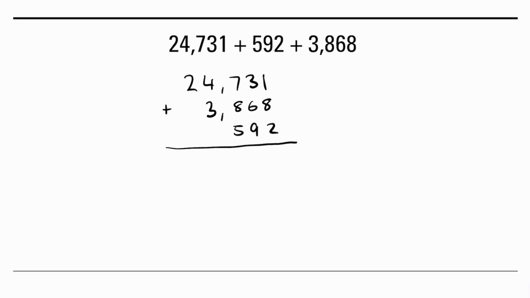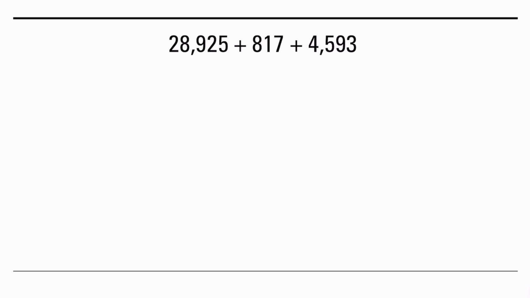And so now we get 1 plus 8, which is 9, plus 2, which is 11, carry the 1. 1 plus 3 is 4, plus 6 is 10, plus 9 is 19. Carry the 1. 1 plus 7 is 8, plus 8 is 16, plus 5 is 21. So we put the 1 there, and then we carry a 2 this time. 2 plus 4 is 6, plus 3 is 9. Got to make sure to add our comma there, and then we just bring the 2 down. And so we end up with 29,191.